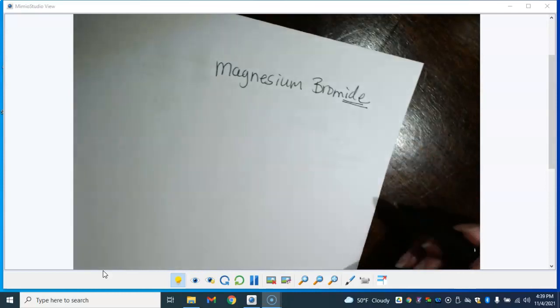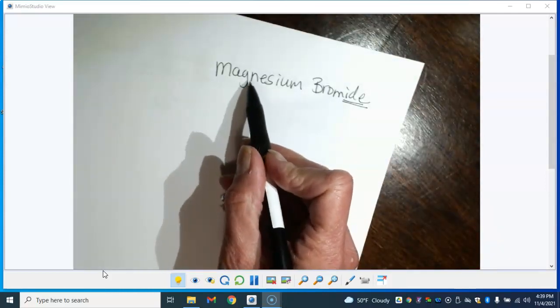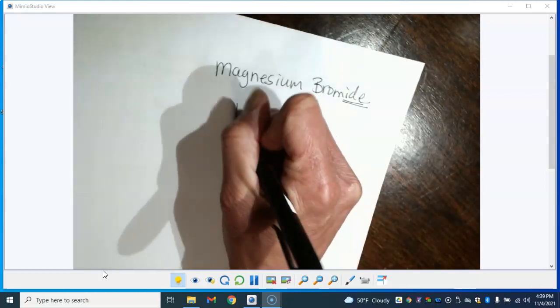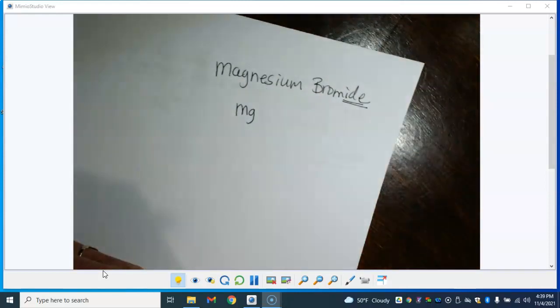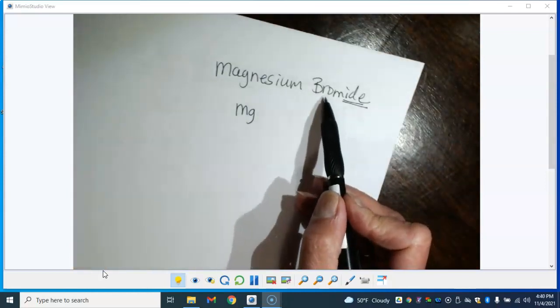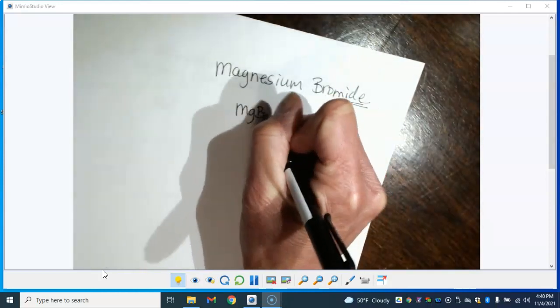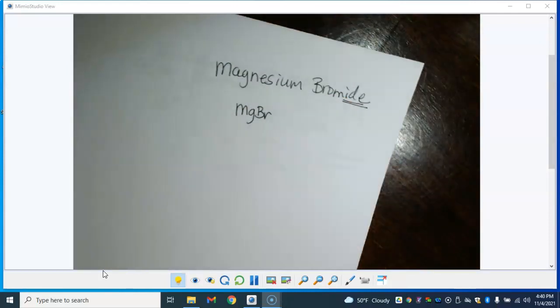So if I want to write the formula for magnesium bromide, the first thing I'm going to do is find the symbol in the periodic table for magnesium, and write that down. And then I'm going to find the symbol for bromine, which is on the right-hand side, and write that down. I'm not quite done yet.